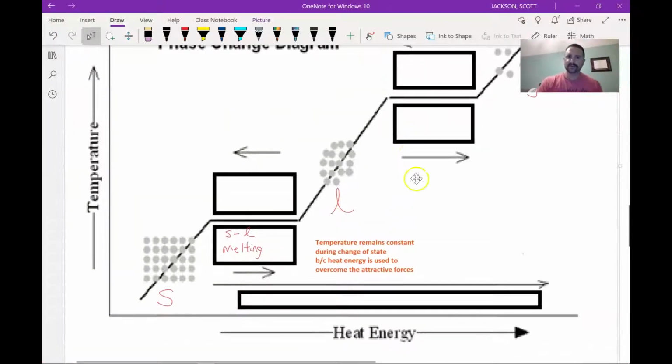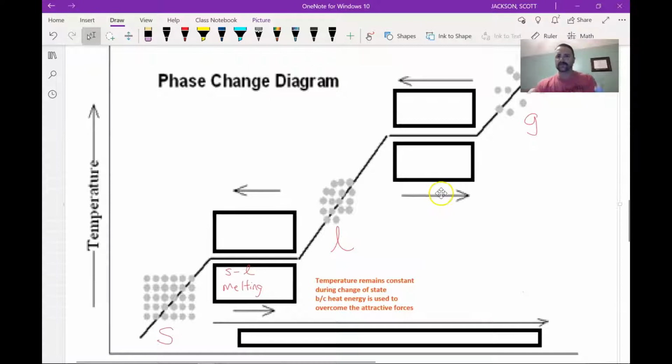So let's keep going back to this one. This next phase change is going from liquid to gas. This can be called a lot of things. The most common one is vaporization or vaporizing. It could also be referred to as boiling or evaporating. Evaporating typically only happens on the surface, whereas vaporization and boiling happen throughout everything. But those are all going from liquid to gas.